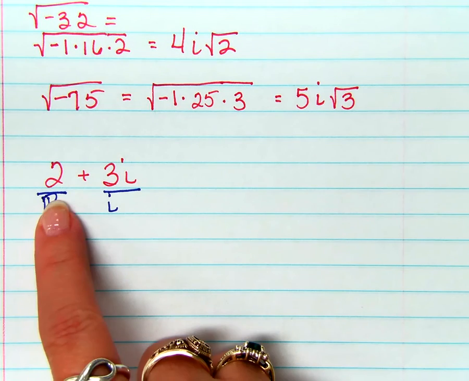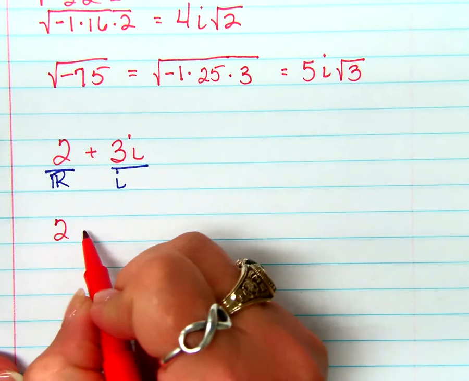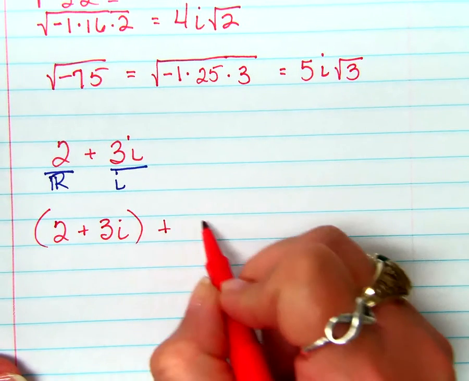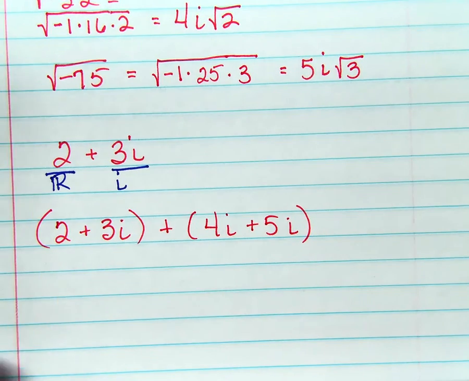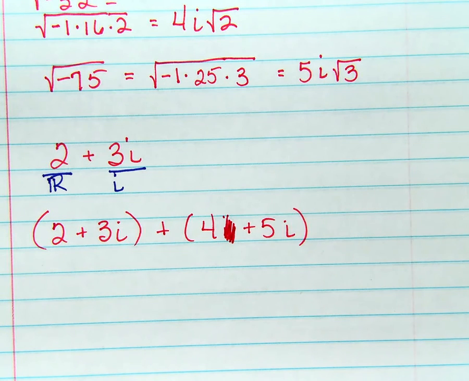So we have a real part and an imaginary part. So what we have to figure out is, are we allowed to do something like this? Except that's not supposed to be there. Don't write that down. Sorry. 2 plus 3i plus 4 plus 5i. Are we allowed to do that? Addition of complex numbers? How do you think I would go about doing that?